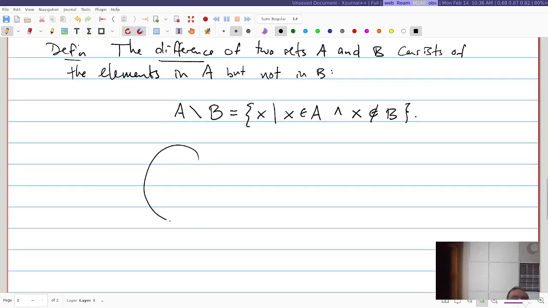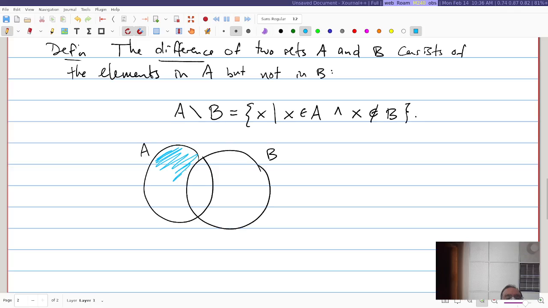Okay, so a Venn diagram looks like this. So here's A, here's B, A minus B, or the difference of A and B, is this part. Okay, so it's kind of like B came along and took a bite out of A. It's like, these belong to me, you can't have them. Any questions about that so far?